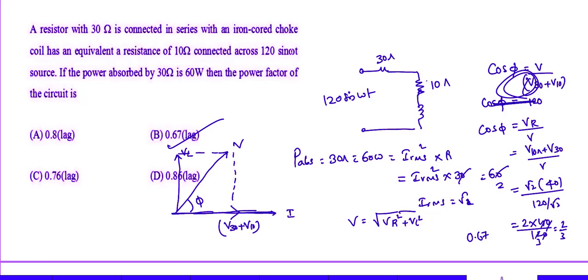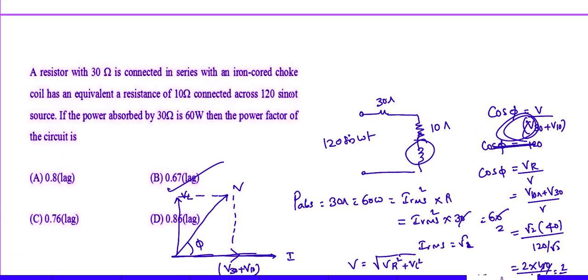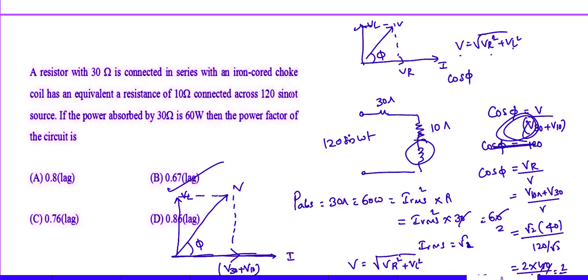It is inductive, so the power factor lags. Did you understand? I think you understand the phasor. Current and VR are in phase. The resultant voltage V equals root of VR square plus VL square. If I know VR and V, I can find VL. Power factor angle is the angle between voltage and current, cos phi is adjacent by hypotenuse, that is VR by V.